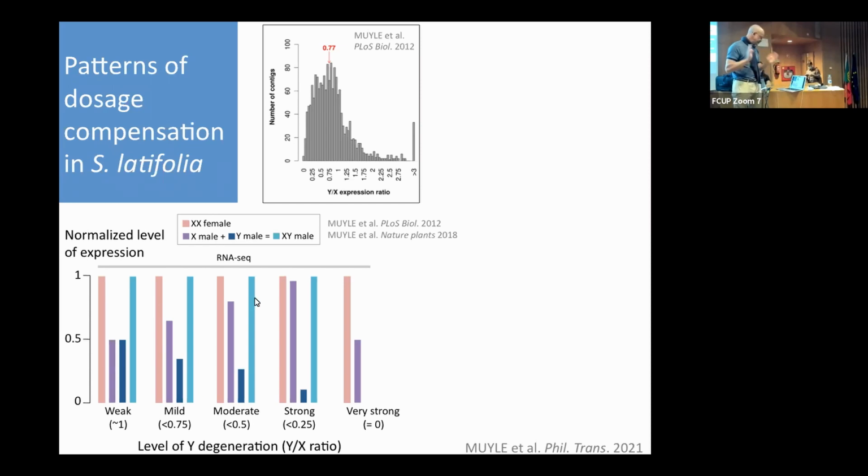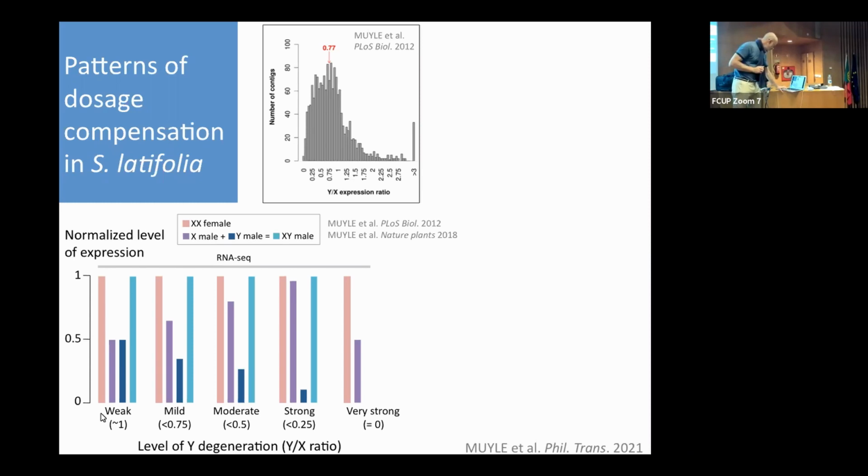But in plants, it was not known whether dosage compensation existed or not. So here I'm showing the analysis that we performed. We looked at the expression of X in females, expression of X in males, expression of Y in males, combined expression of X and Y allele in male. So in red on this graph, you have expression in female, and the other colors represent expression in male, and for different gene categories.